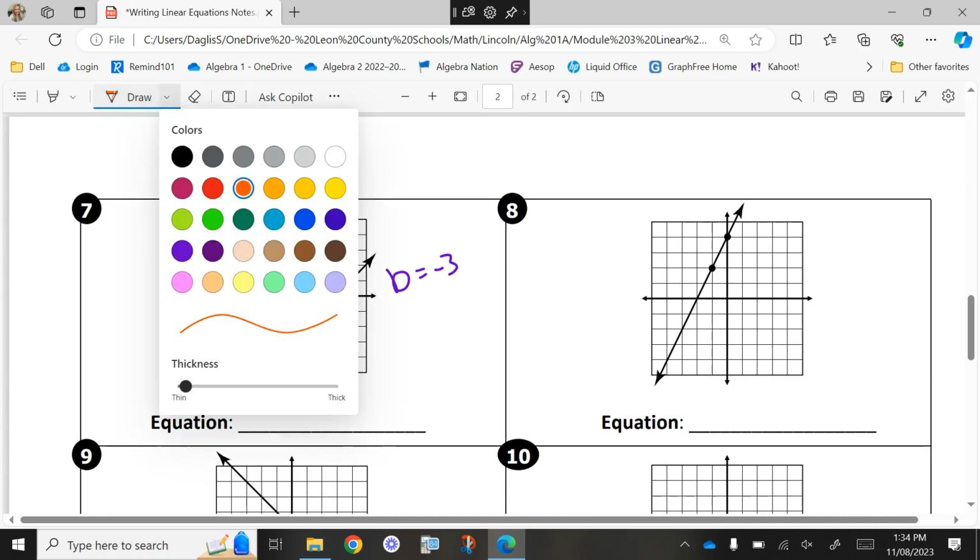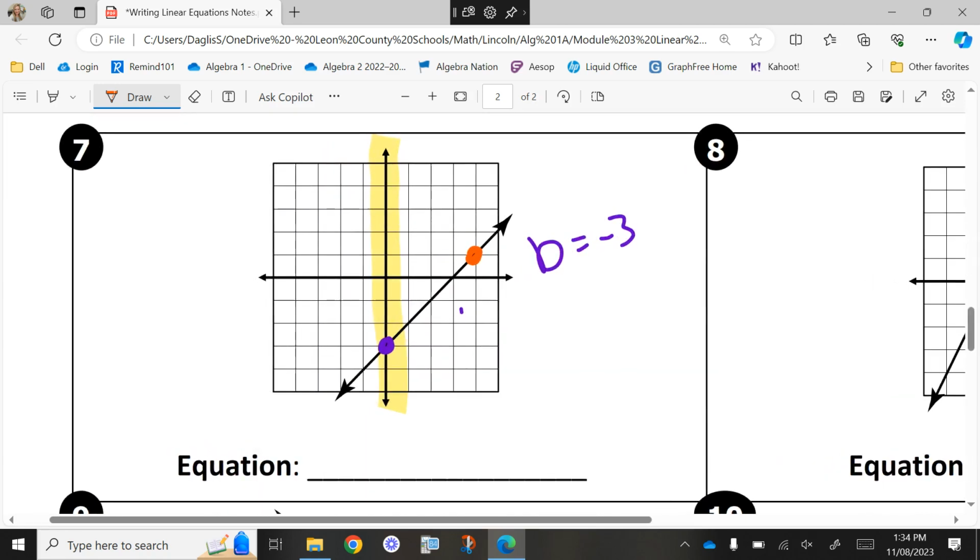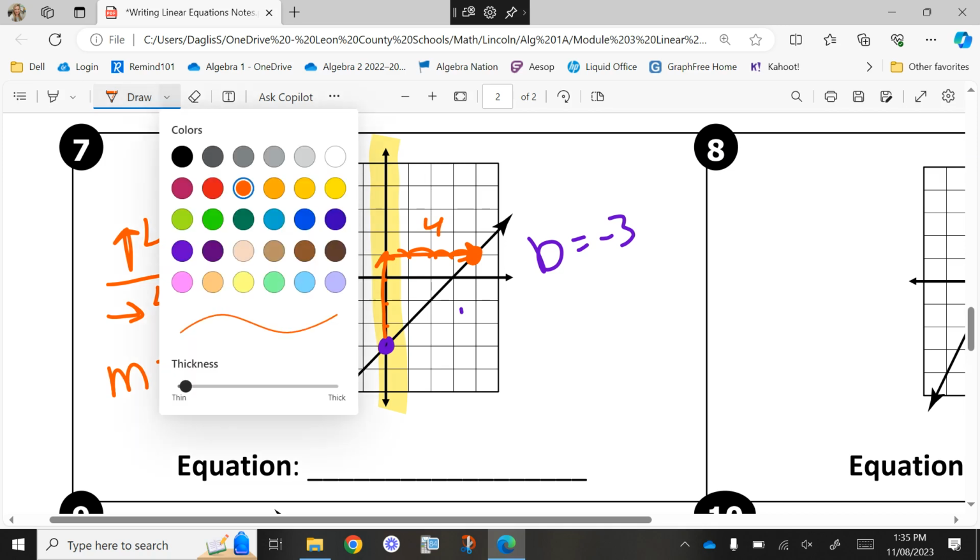And now we're moving over here. How did I move to get to that orange spot? Let's see. 1, 2, 3, 4. We went up 4. And then 1, 2, 3, 4. Oh, okay. So what is 4 over 4 going to be? 1. Good. My slope is 1. 4 divided by 4 is 1.